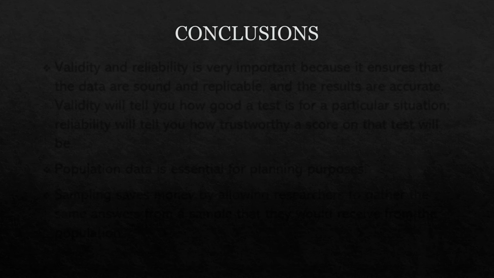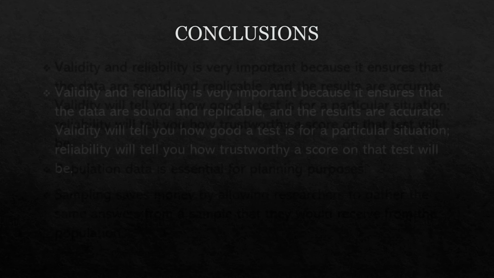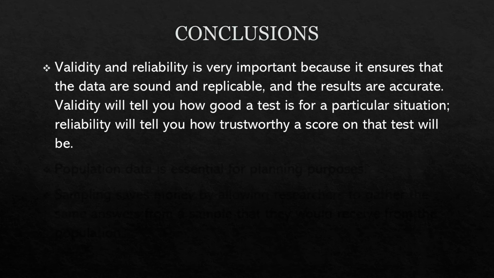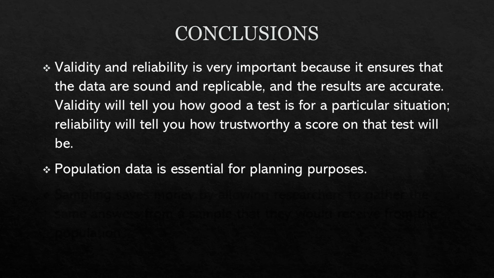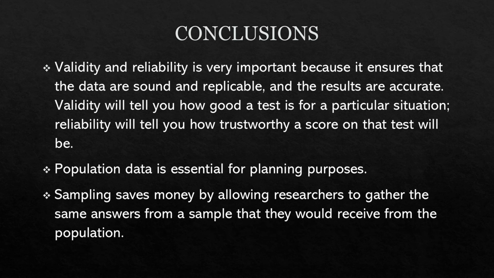In conclusion, why are we studying these things? First, validity and reliability are very important because they ensure that the data are sound and replicable and the results are accurate. Validity will tell you how good a test is for a particular situation, while reliability will tell you how trustworthy a score on that test will be. Next, population data is essential for planning purposes. Third, sampling saves money by allowing researchers to gather the same answers from a sample that they would receive from the population.